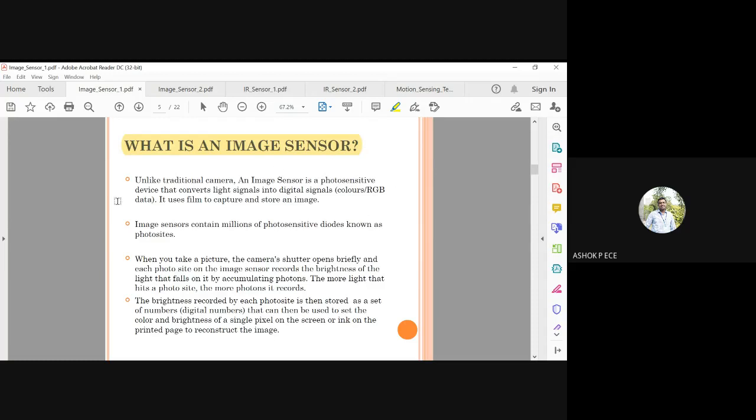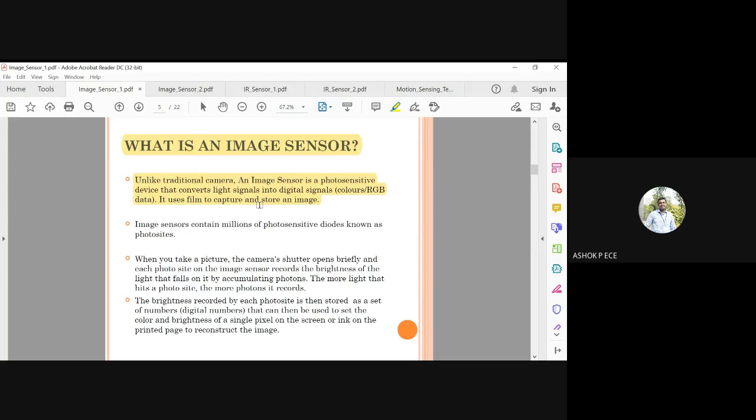The image sensor is unlike a traditional camera. You cannot call it a camera because it's a sensor. It is going to have a purpose. With a camera, you capture an image and you may use the image or you might not. But the information from the image sensor is very vital because it is going to do its own specific job. So an image sensor is a photosensitive device that converts light signals into digital signals. It is going to convert light into digital.